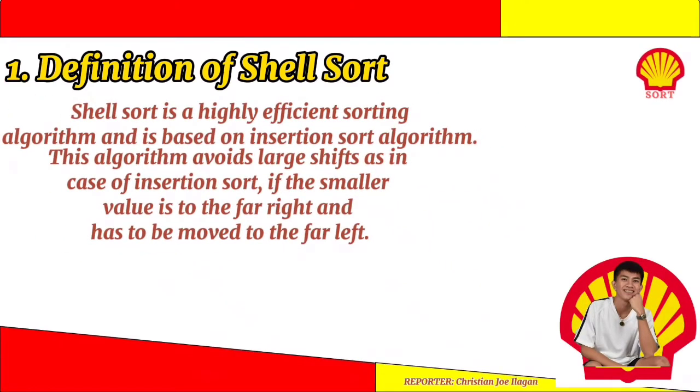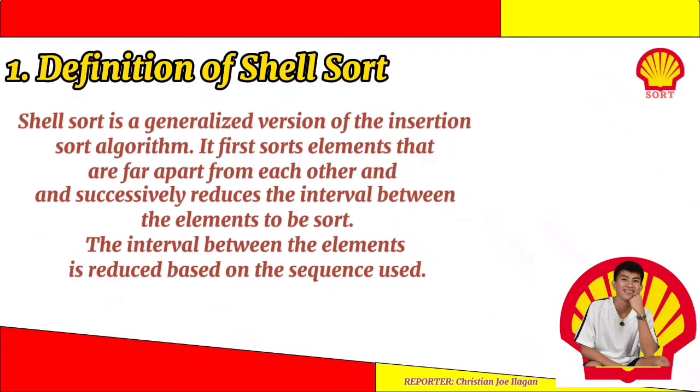Shell sort is a highly efficient sorting algorithm and is based on the insertion sort algorithm. This algorithm avoids large shifts as in the case of insertion sort, where a smaller value on the far right has to be moved to the far left. Shell sort is a generalized version of the insertion sort algorithm.